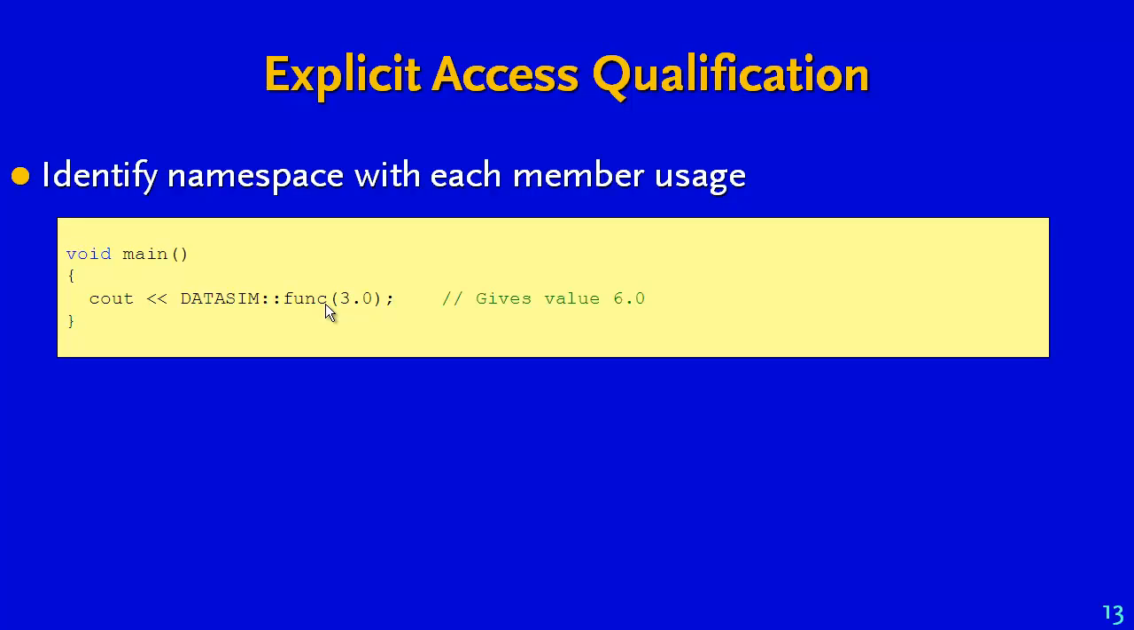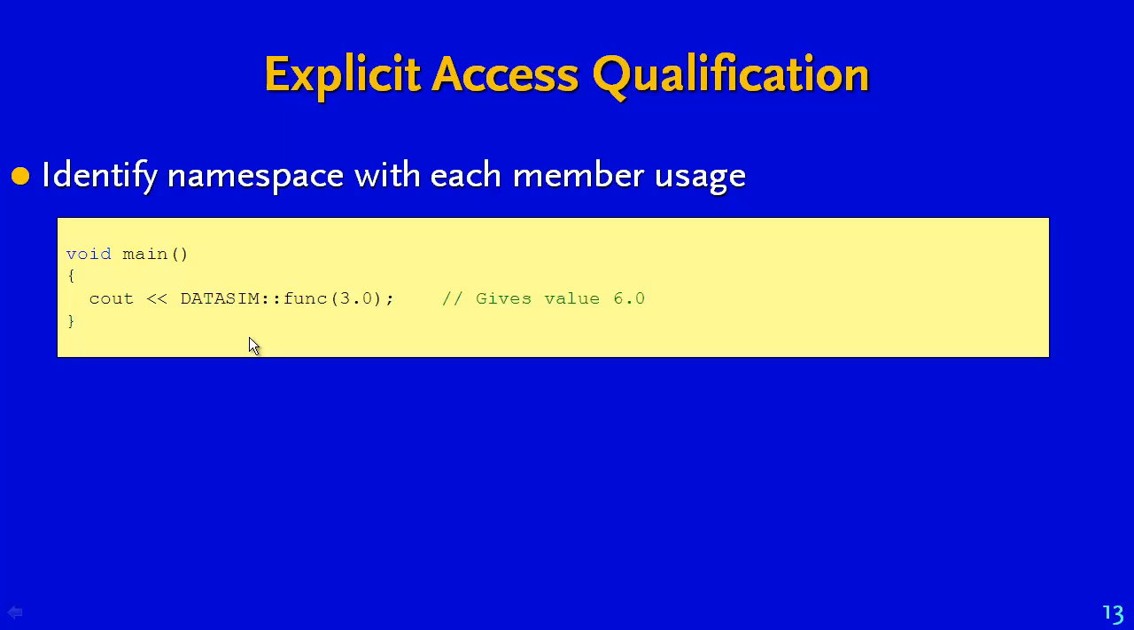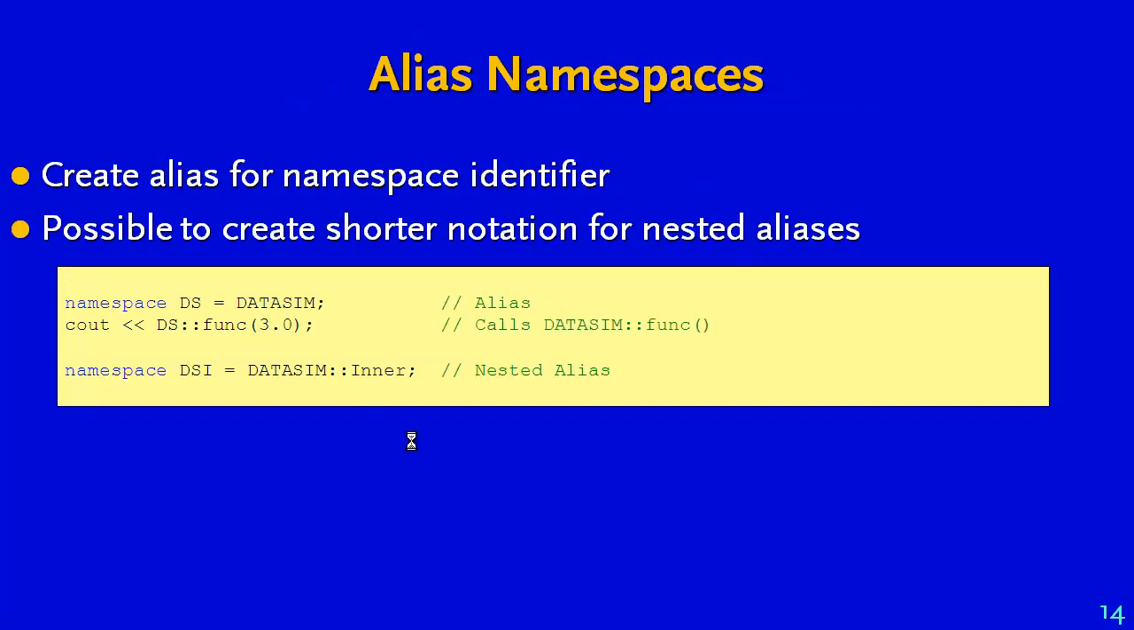Now, we talked about namespaces with long names, so we've got a way to create a shorthand notation. So we create an alias for a namespace identifier. We have a very long name, let's say datasim::inner. Every time you have to say datasim scope inner, I just use an alias called DSI, and I just use DSI as before. Here's another alias, namespace DS is datasim, and I use explicit access qualification, but not on the original namespace name, but on its alias. So it's quite easy as well.